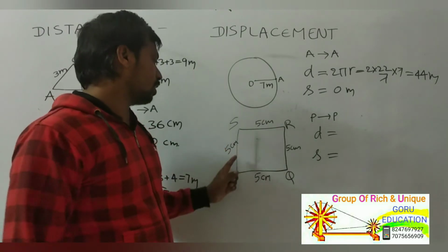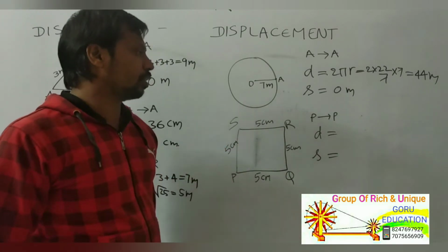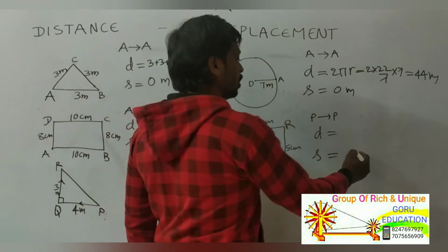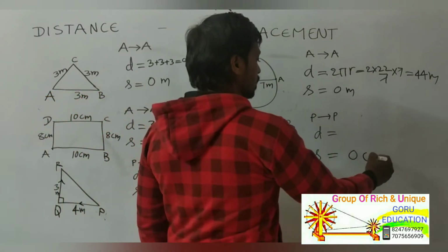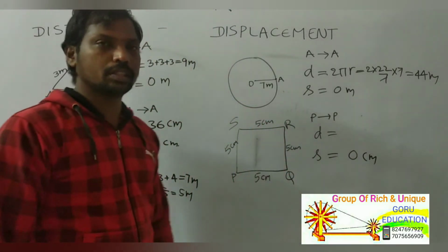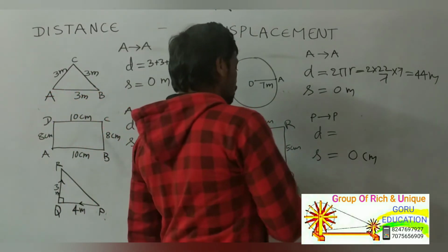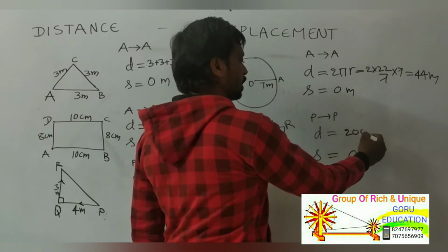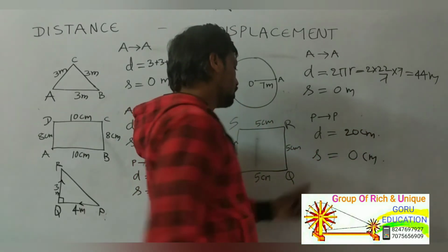Okay. Next one. It is a square. All sides are equal. Here P to P, initial and final points both coincide. Therefore displacement is 0 centimeters. Distance is 5 plus 5 plus 5 plus 5, so 20 centimeters. So this is the distance.